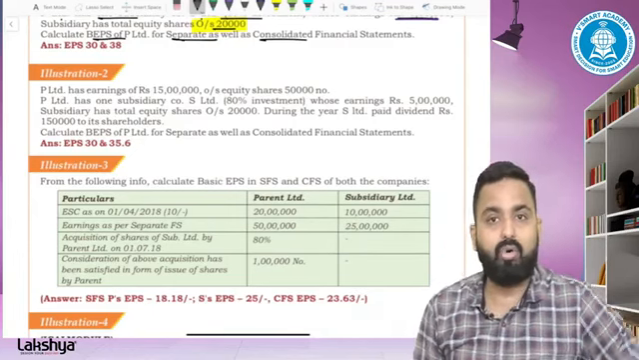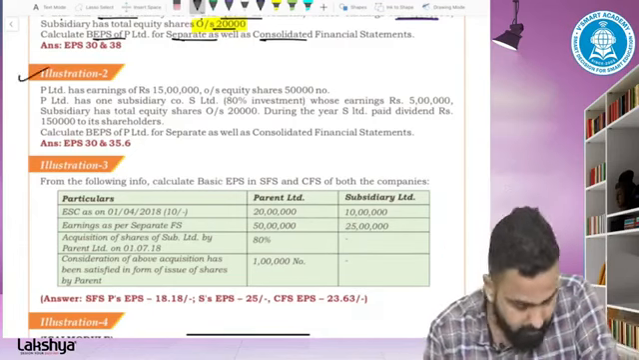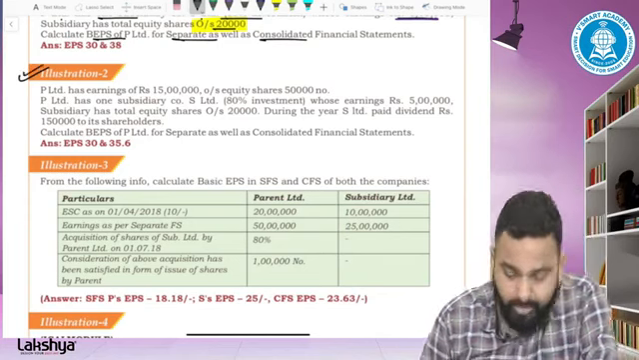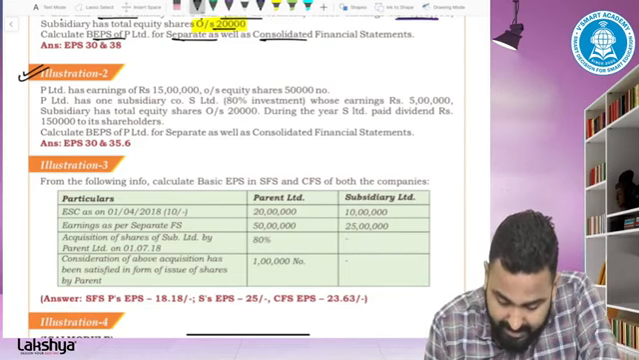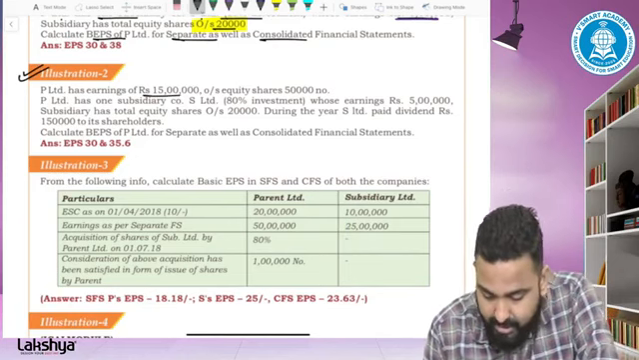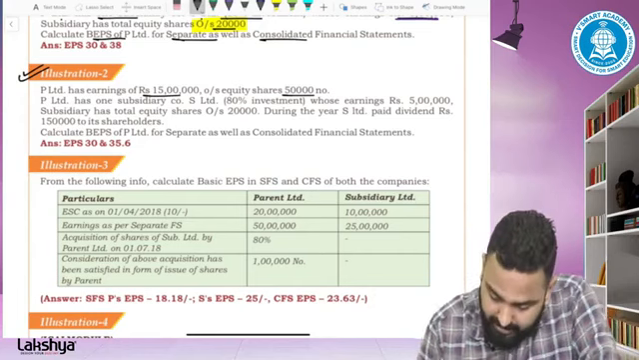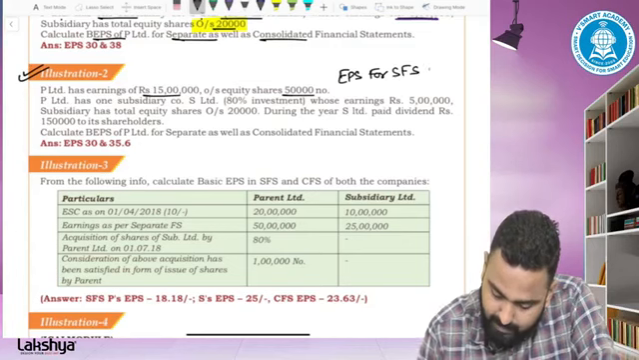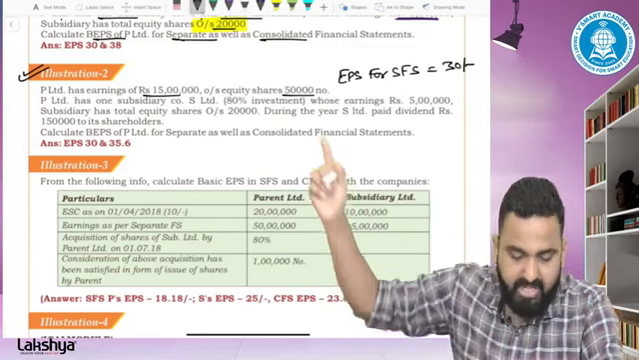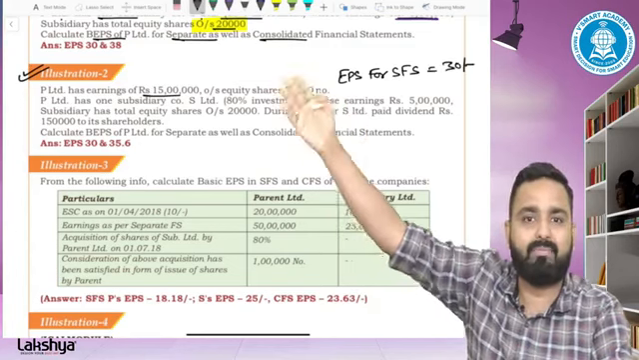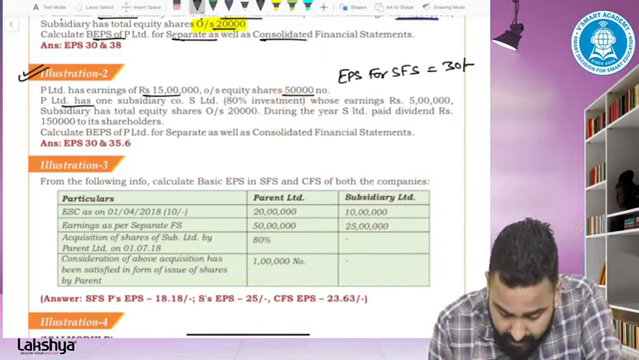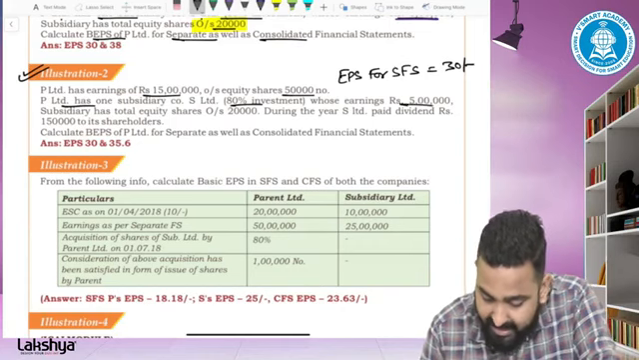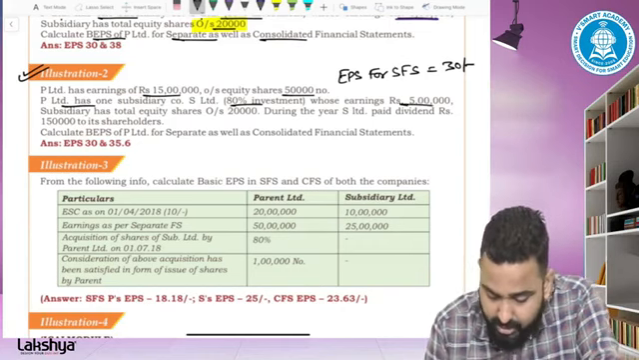Now let's cover one more question. Illustration number 2. P Limited has earnings of 15 lakh, outstanding shares of 50,000. So technically, EPS for SFS will be 30, like 15 lakh divided by 50,000. P Limited has one subsidiary company, S Limited, 80% investment, whose earnings are 5 lakh. The subsidiary has total outstanding shares of 20,000.